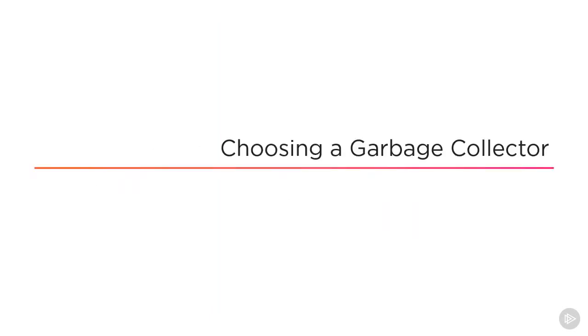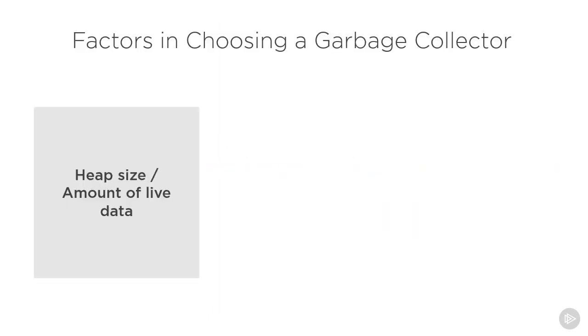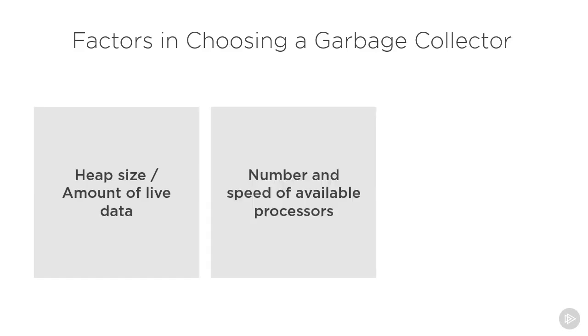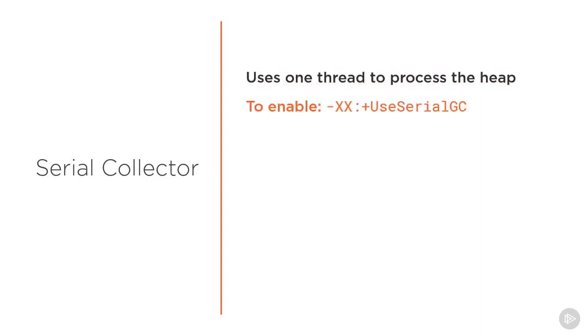The choice of collector depends on a number of factors, such as the size of the heap and the amount of live data your application uses, the number and speed of available processors, and whether or not your application is an online interactive application with low pause requirements. The serial collector is the simplest garbage collector available in Hotspot. It uses only one thread to process the heap, both for minor and major collections, and it'll stop all application threads while doing so. To enable the serial collector, use the +UseSerialGC flag.